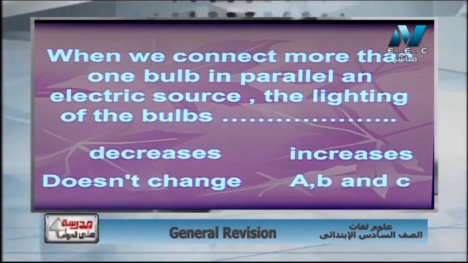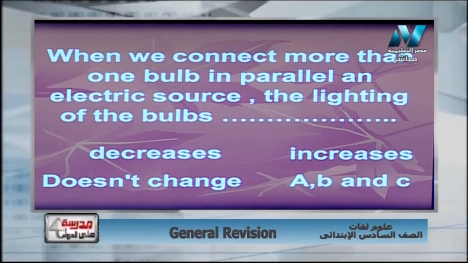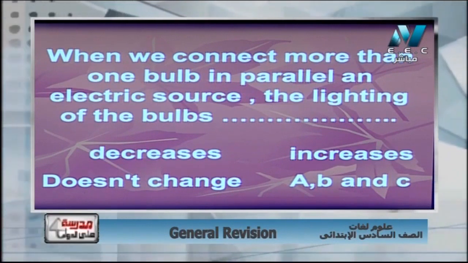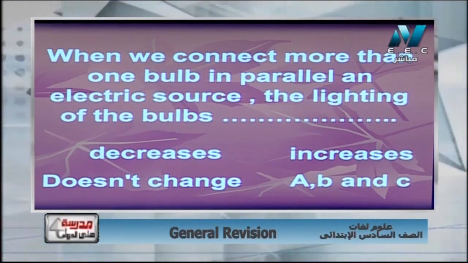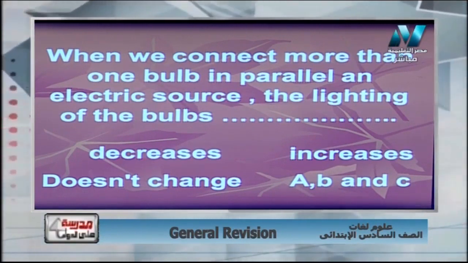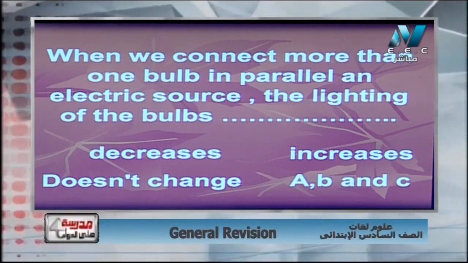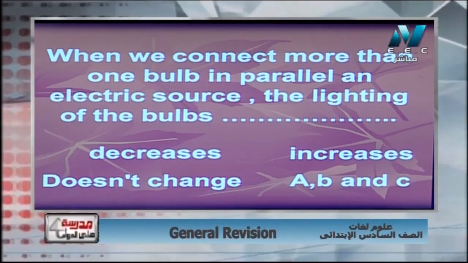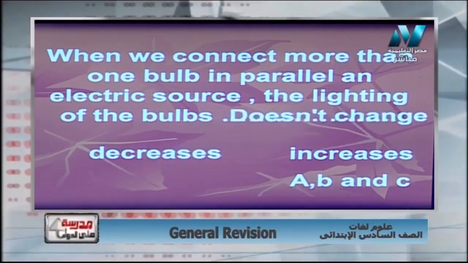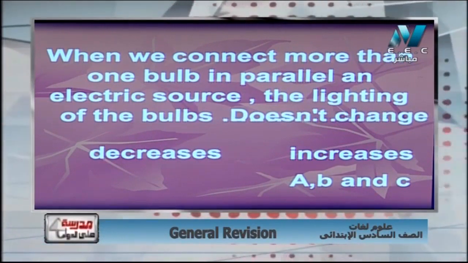Another question that says, when we connect more than one bulb in parallel to an electric source, the lightning of the bulbs decreases, increases, doesn't change, or A, B, and C. طب هنا بيقول لي بوصل لمبات على طريقة توصيل البارلل. احنا اخدنا two ways of connection هما series و parallel. لو وصلت اكتر من لمبة على طريقة البارلل، الإضاءة ما بتتأثرش، doesn't change. في السيريز بتقل، لكن في البارلل ما بتقلش وما بتزيدش.